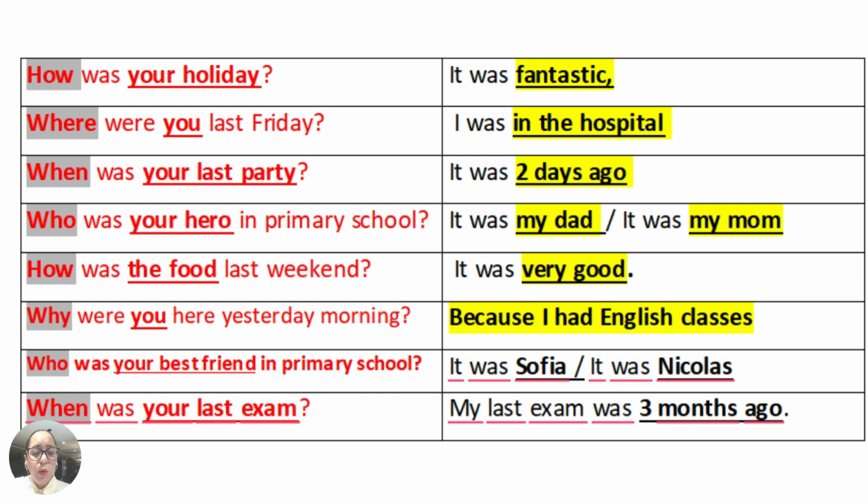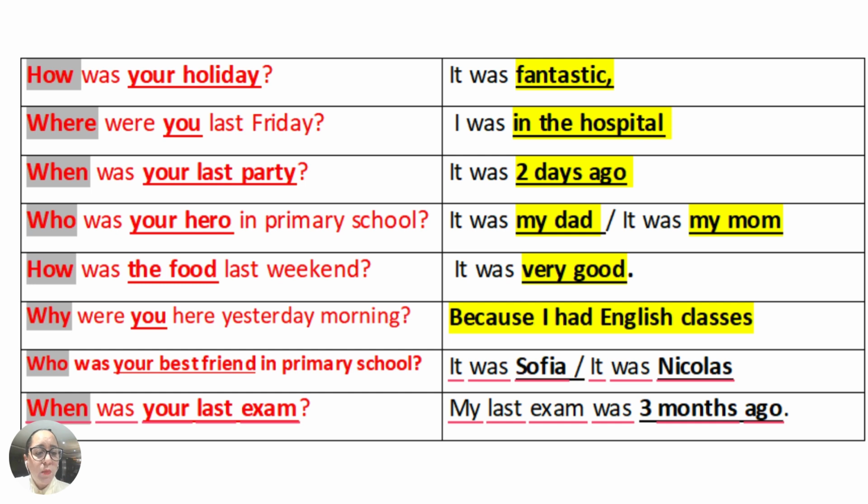Why? The question is with why. You must answer with because I had English classes. Who was your best friend in primary school? My best friend in primary school was Sophia. That's an example of a full answer, a complete answer, or just say it was Sophia, it was Nicolas.